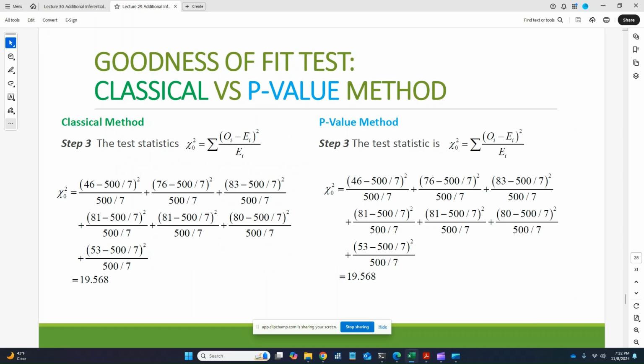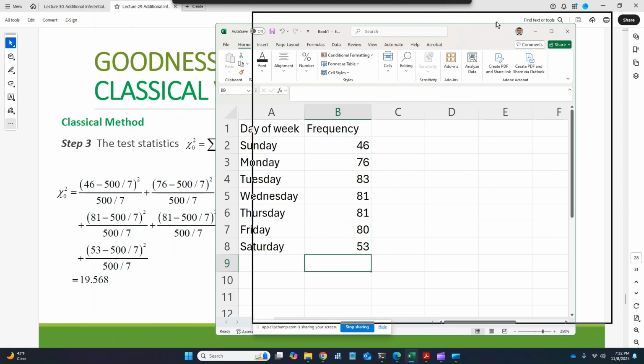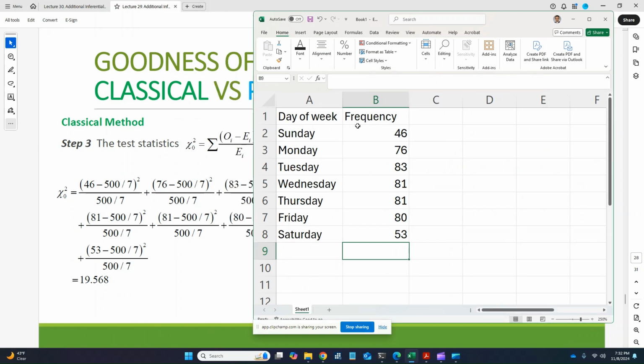Now let's use Excel to calculate the chi-square. So I have the dataset entered here, and the sum of all these numbers, that means the total number of children, is 500. The observed frequencies are listed. The expected frequency is n times p, that means 500 over 7.